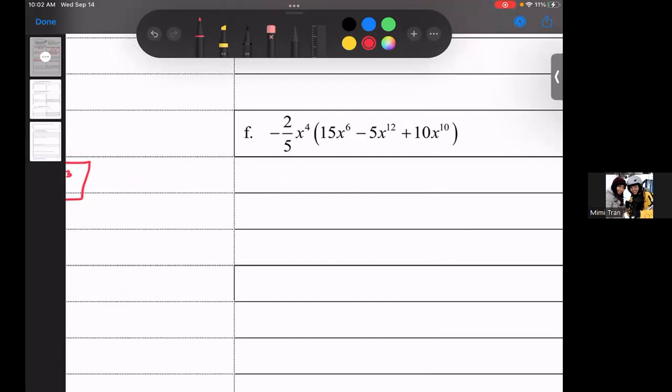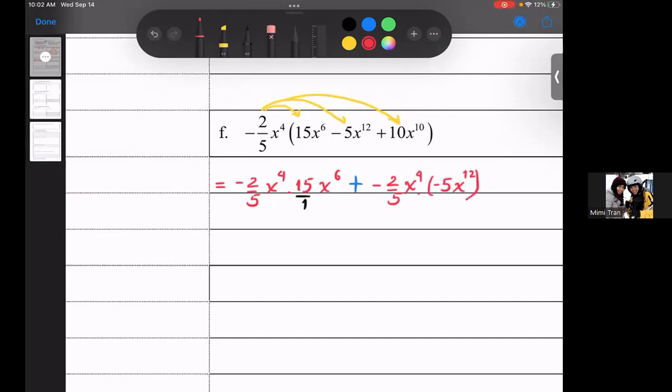But I'm gonna do it slow. So same thing. I'm gonna distribute the one term outside to everybody. Negative 2/5 x to the 4 times 15x to the 6. Instead of writing 15, I can write it 15/1. Is that okay? Yeah. And then minus 2/5, I'm gonna do plus here. Plus minus 2/5 x to the 4 times negative 5 x to the 12.